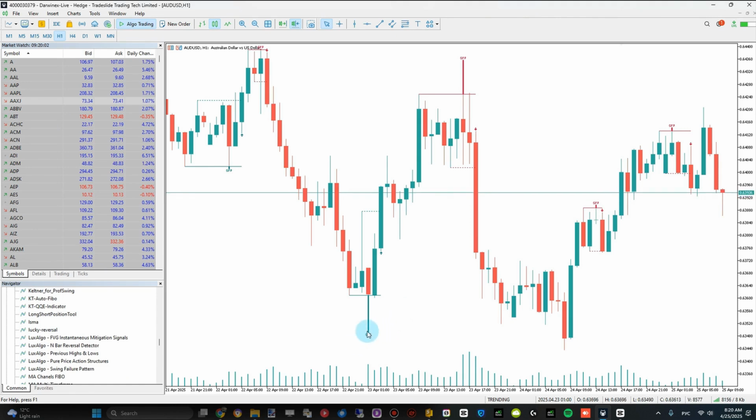Considering that the stop loss size is initially known to us, we can calculate what size take profit we need to set.